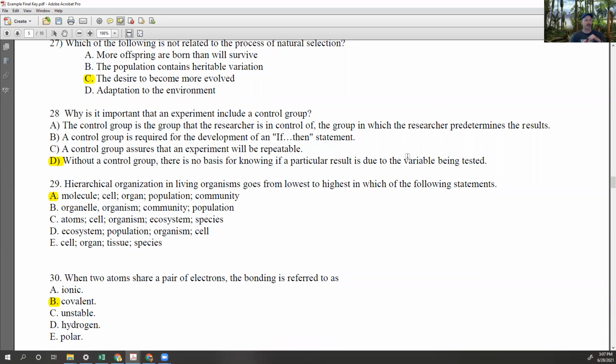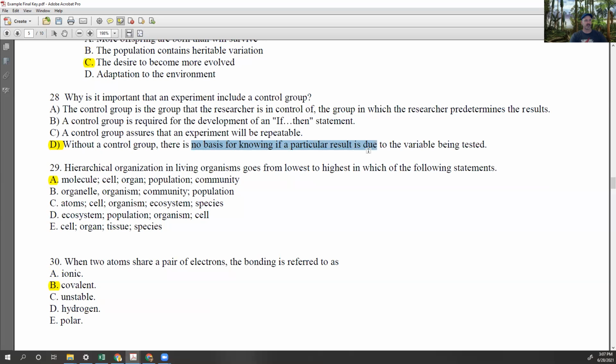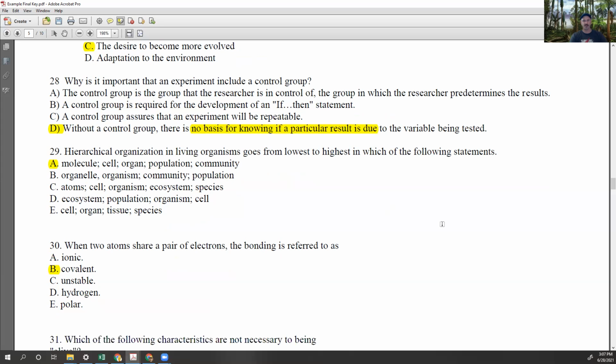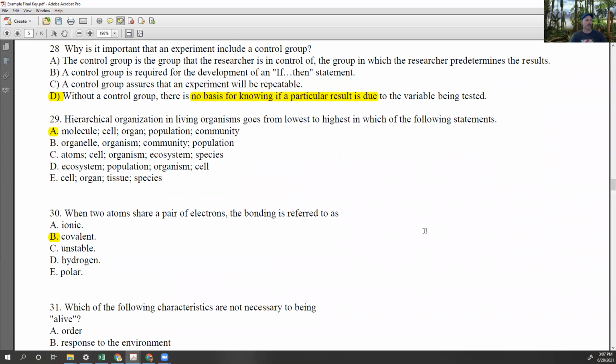Why is it important that an experiment include a control group? The best answer: without a control group, there is no basis of knowing if a result is due to the variable being tested. 29, hierarchical organization in living systems goes from lowest to highest. And which of the following statements? The best answer there is A.